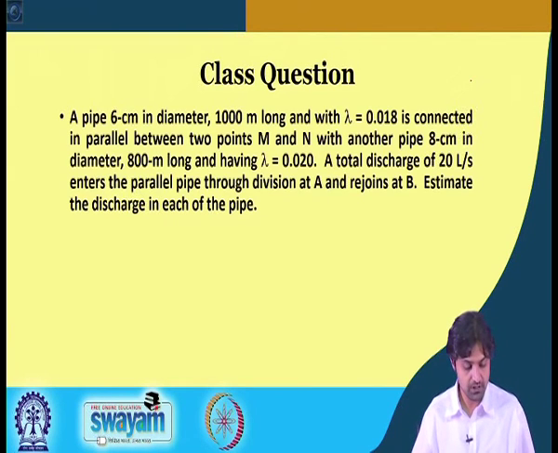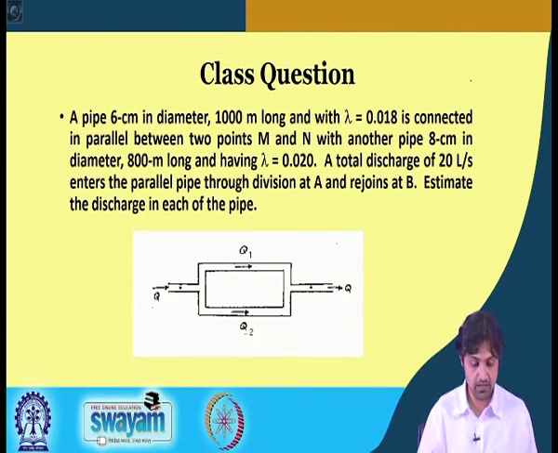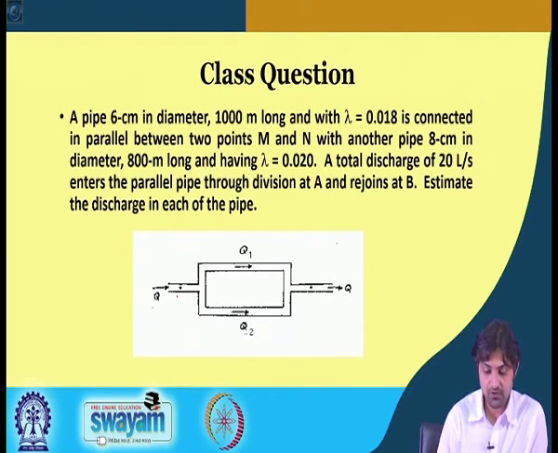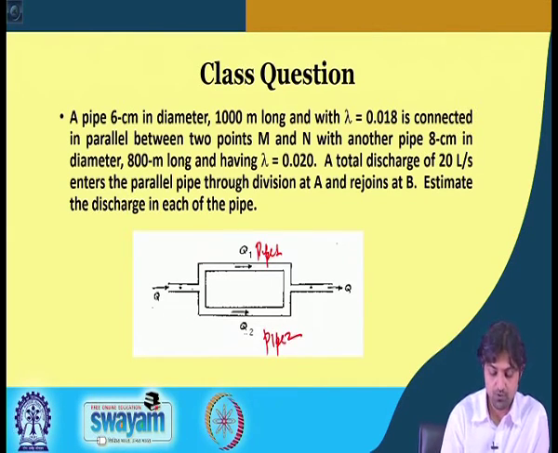The question is: a pipe 6 centimeter in diameter and 1000 meter long, with lambda equal to 0.018, is connected in parallel. So, this is pipe 1 and this is pipe 2, between 2 points M and N.